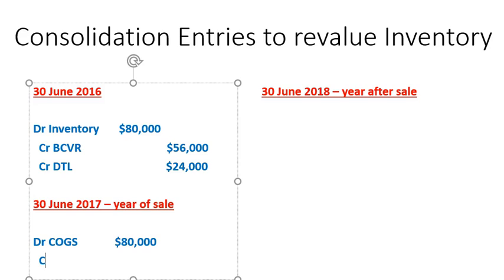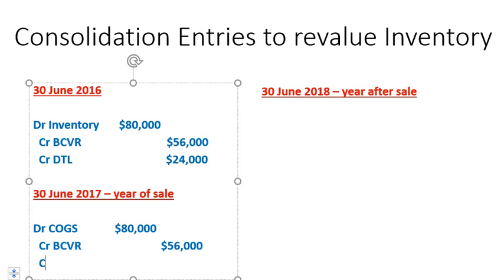So we will then also credit our income tax expense. I've done it out of order. We'll credit BCVR first because the owners will always be entitled to that increase in equity when we revalued the inventory. So it's the revaluation amount minus the amount of tax they would have paid on that gain. That's $56,000.